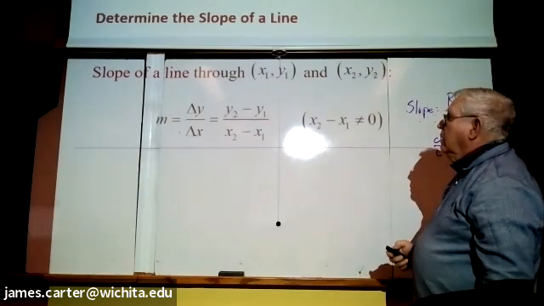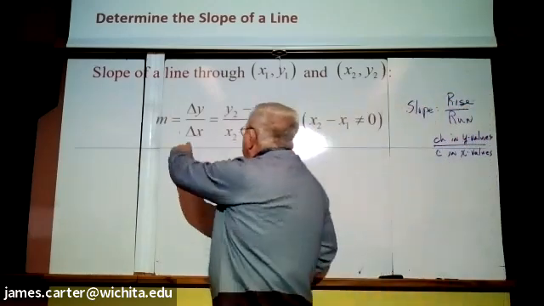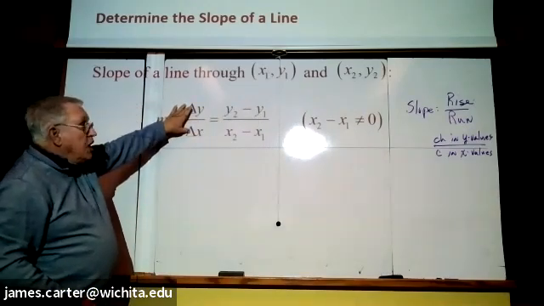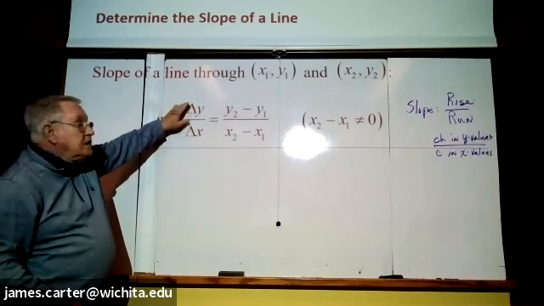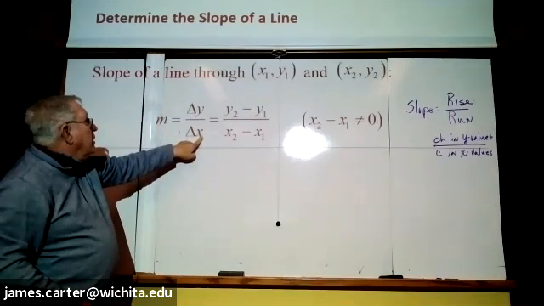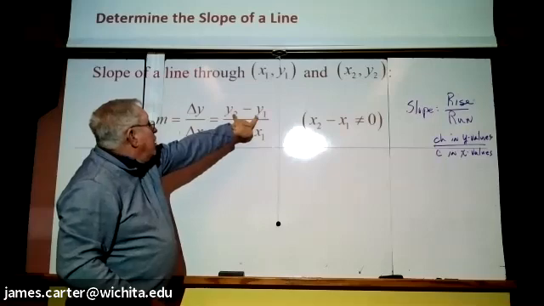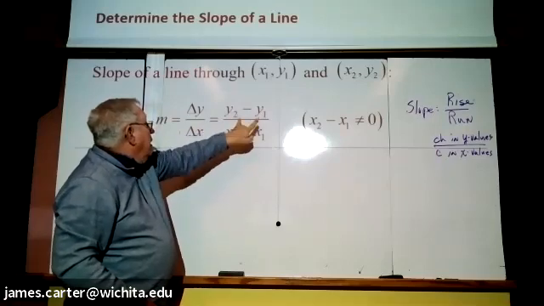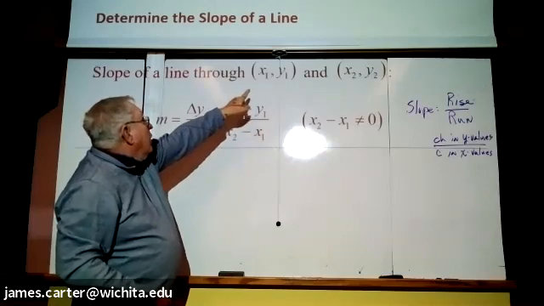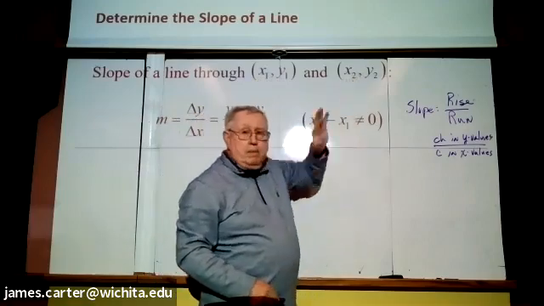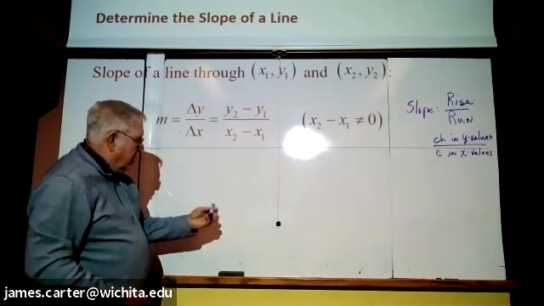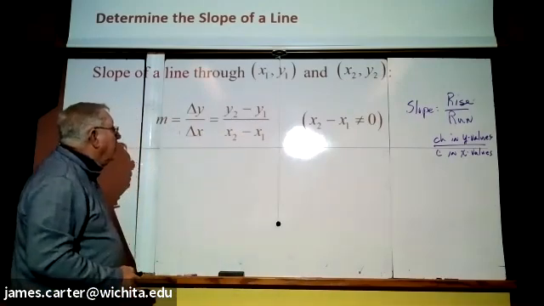So let's go on. Here is the formula. By the way, this Greek symbol delta means change. That's a universal symbol in mathematics. The change in the y values over the change in the x values is subtracting one y value from the other and subtracting one x value from the other in the same order. These just represent point 1 and point 2, the subscripts do.